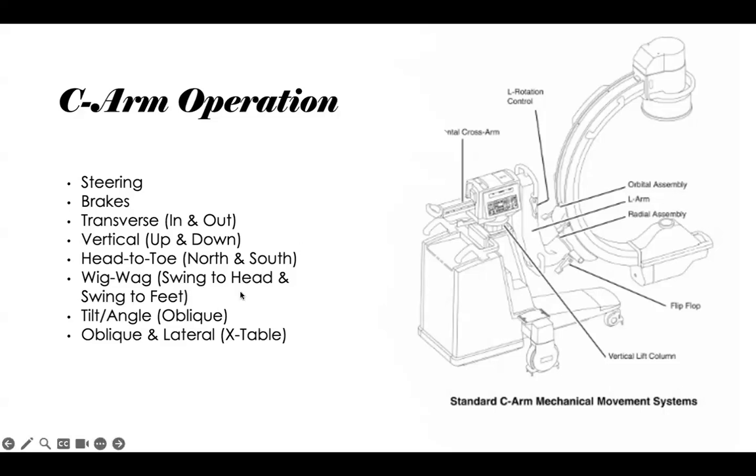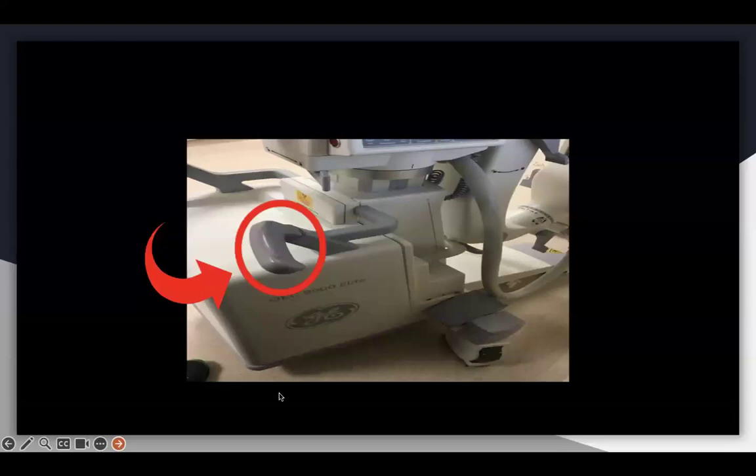Wig wag, it says swing head to feet. It's more like a sweeping motion, so you can use it to sweep from head to feet. Then a tilt or angle or oblique, and then an oblique or lateral. We're gonna show you which things operate that. So this right here is gonna operate your north to south. If you need to go north to south, this button right here is gonna operate it.